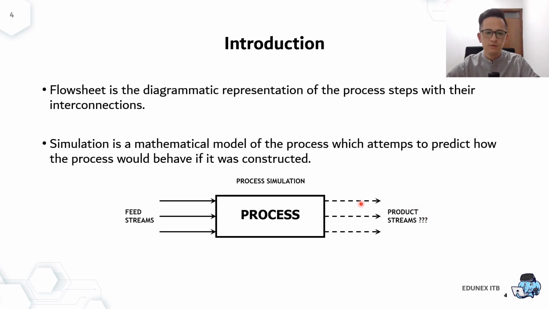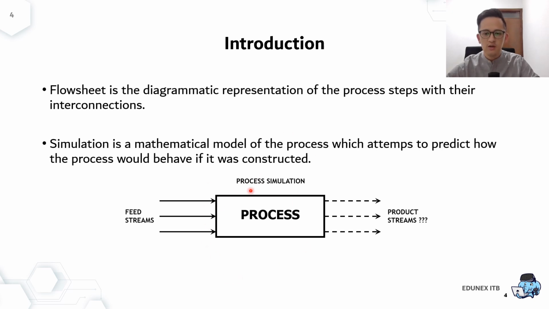So a flowsheet is a diagrammatic representation of the process steps with their interconnections, whereas a simulation is a mathematical model of the process which attempts to predict how the process would behave if it was constructed, without using direct experiment.